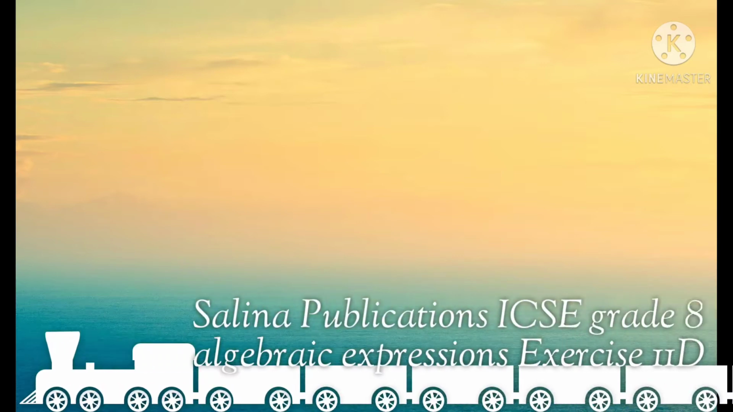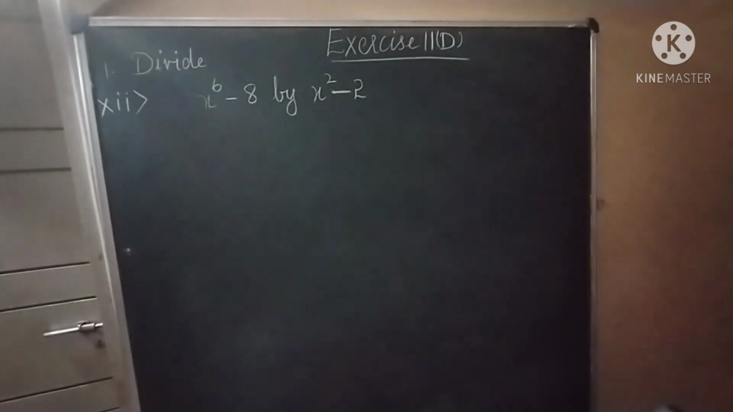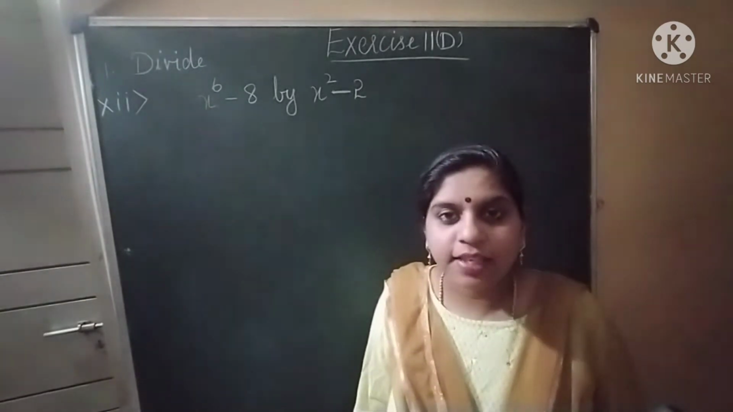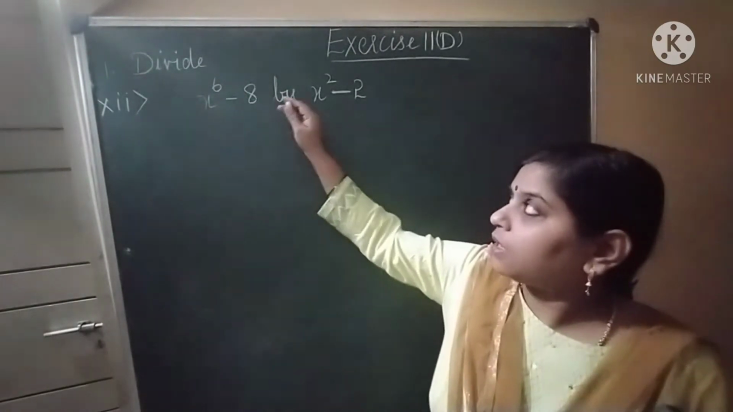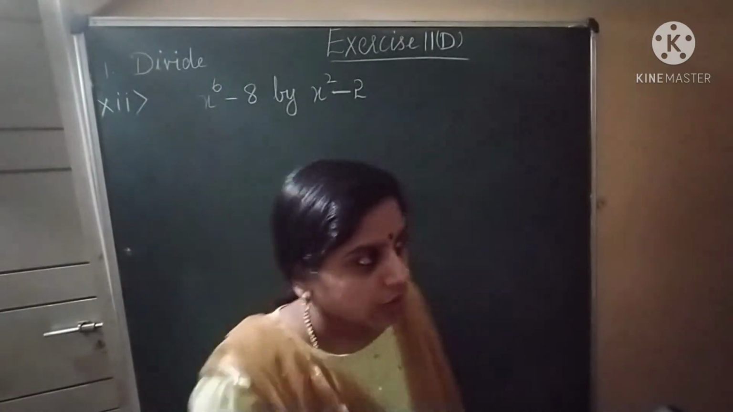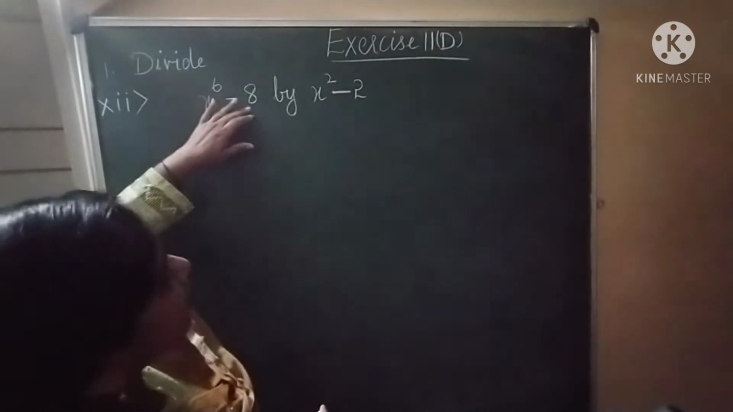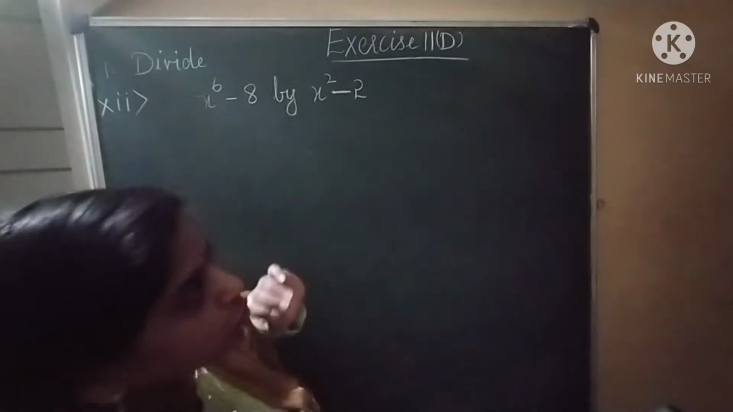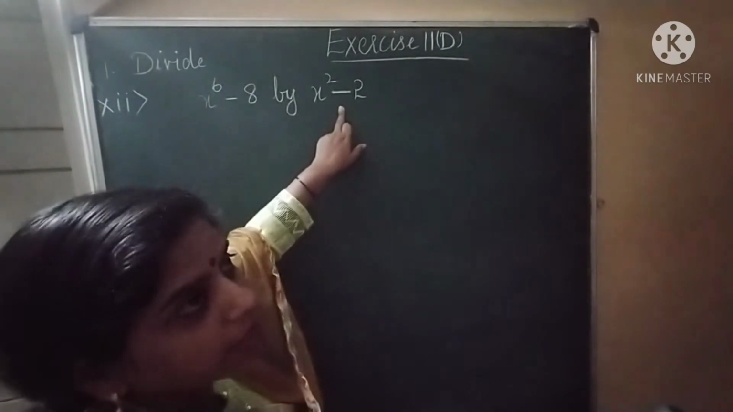Salina publication, ICSE grade 8, exercise 11D, first main, 12th sum. Hello students, today in this class we will learn how to divide an expression by another expression in exercise 11D. If you observe, x to the power of 6 minus 8 is to be divided by x square minus 2. So the dividend is x to the power of 6 minus 8 and the divisor is x square minus 2.